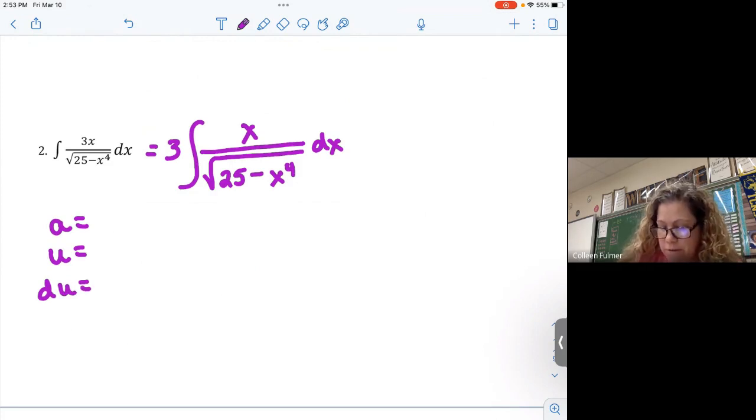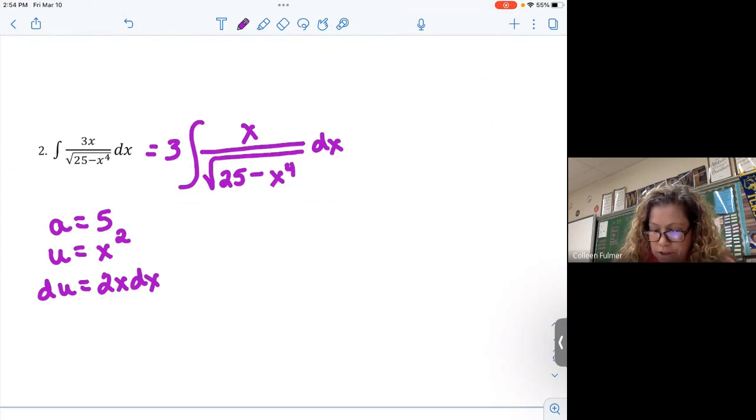Okay, so in this case, I'm looking at the 25 to figure out my A. If A squared is 25, that means A is 5. I'm looking at the x to the 4th for my U. If U squared is x to the 4th, then U is x squared, because x squared times x squared is x to the 4th. And my derivative of U is 2x dx. If you notice, all my leftover stuff is just an x dx, so we're going to have to resolve that 2. I'm going to do that by dividing out the 2 and getting 1/2 du is equal to x dx. Okay, so now I need to rewrite this integral.